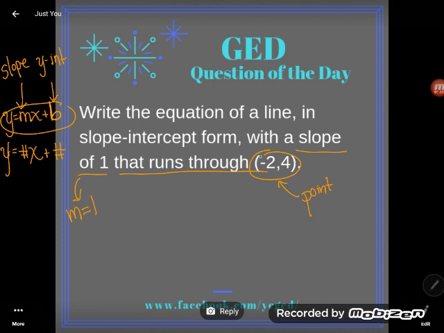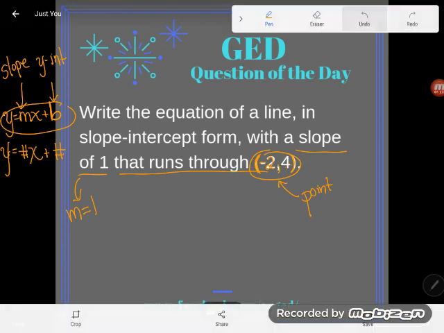How did I know it was a point? Because I saw these parentheses with these two values separated by a comma. That's how mathematicians write about points. And if you don't know that, I suggest you go back and watch the intro to the coordinate plane video, the full-length class video on that. But here we have a point and we have a slope.